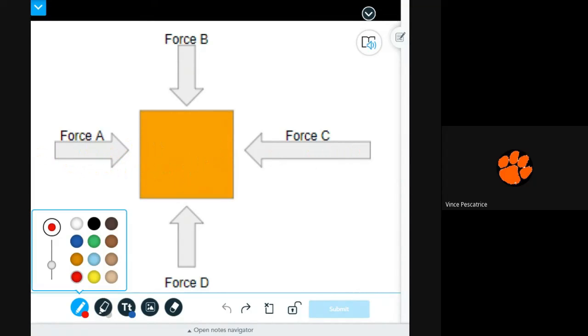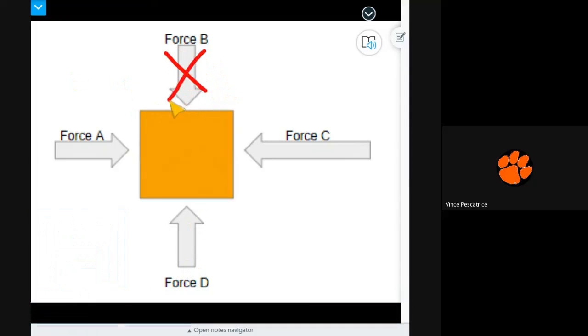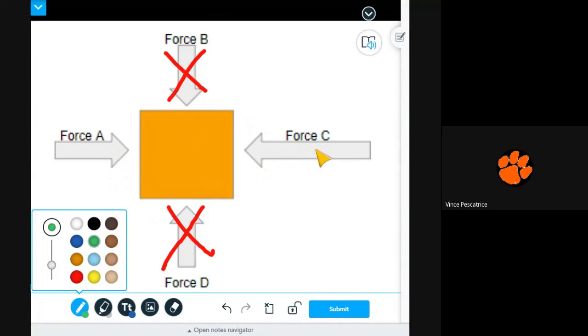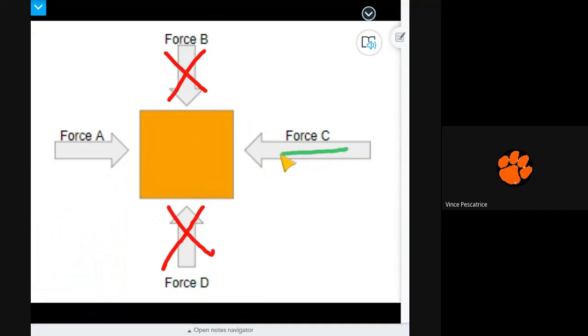So what direction will this wind up going? So you can see that these forces are equal, so they're going to cancel out. It's not going to move in the up and down direction. But you can see that force C is a greater force than force A. So it's going to move this whole object in this direction.